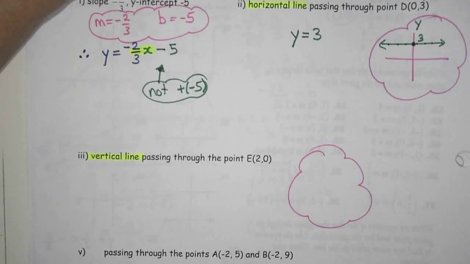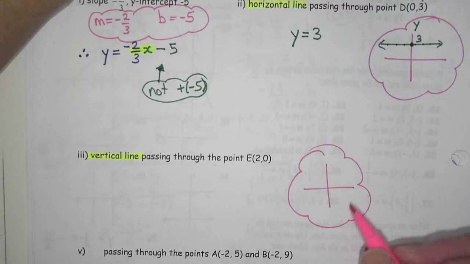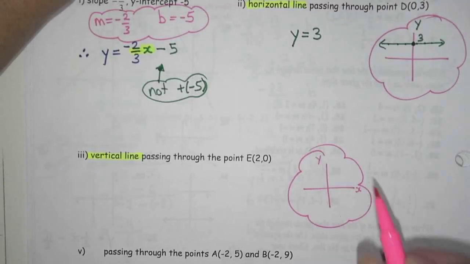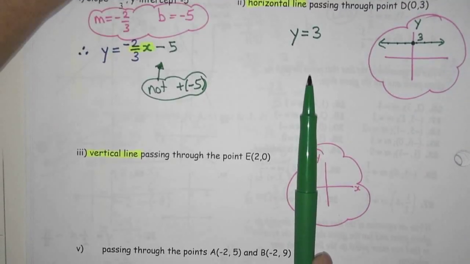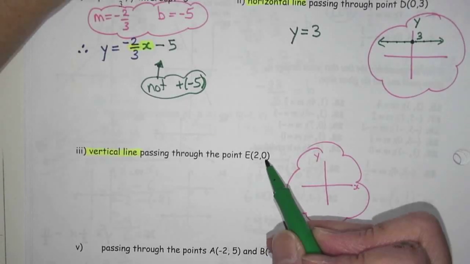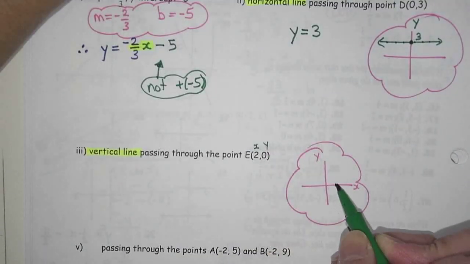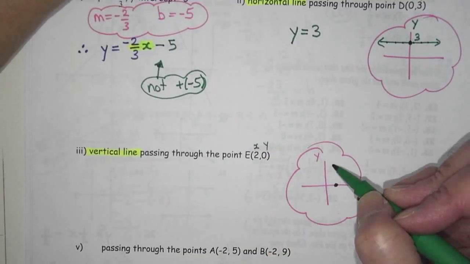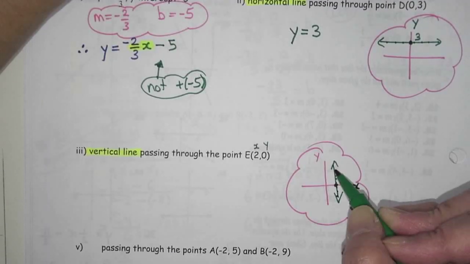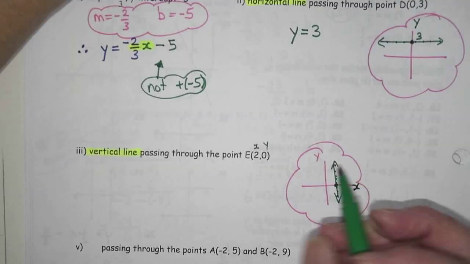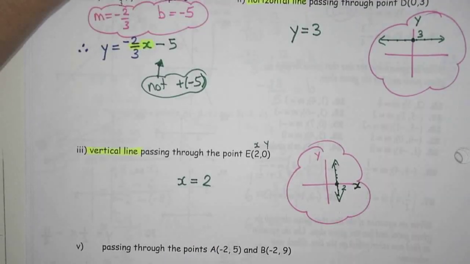Picture this again. A vertical line: I say, okay, this is my x and y, there's my x and there's my y. If it's a vertical line, it has to go up and down, and it's going through the point (2, 0). 2 is my x value and 0 is my y value, so here, and it's going vertically, which means my x value remains the same all the way through. X is going to be the same all the way through. So this gets me the equation x equals 2, whatever the x value is.